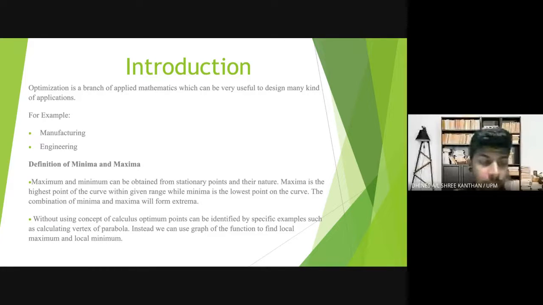Without using the concept of calculus, optimum points can be obtained or identified by using specific examples such as calculating the vertex of a parabola. Instead, we can also use the graph of functions to find local maxima and minima.